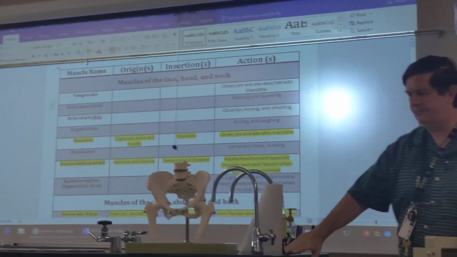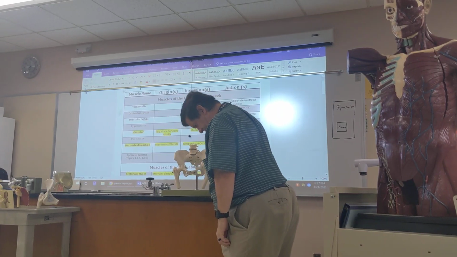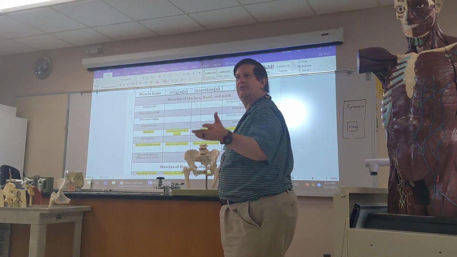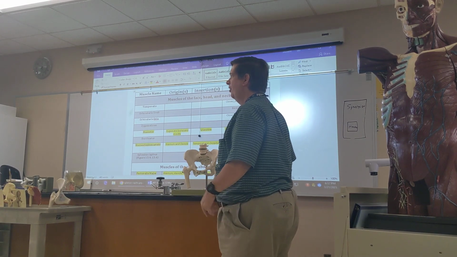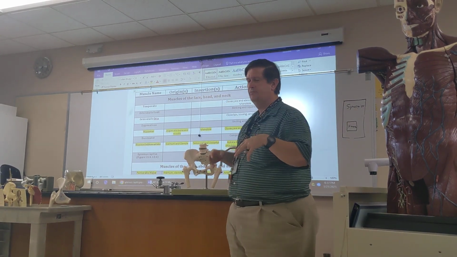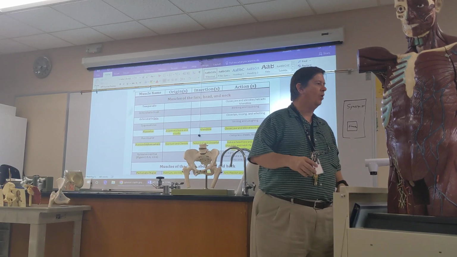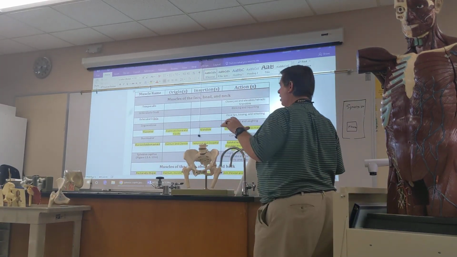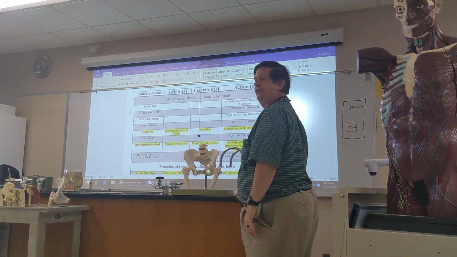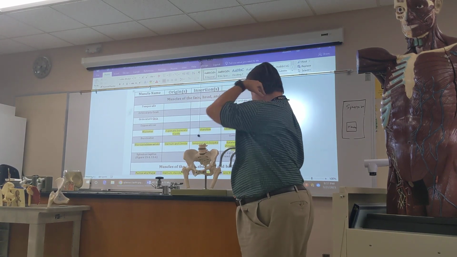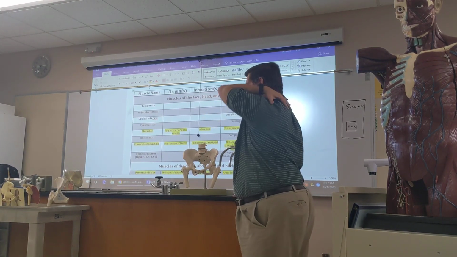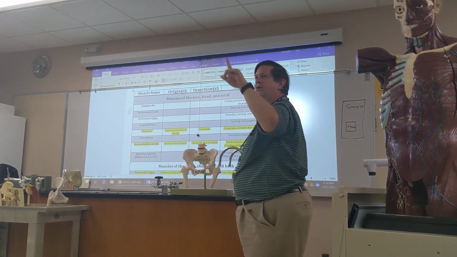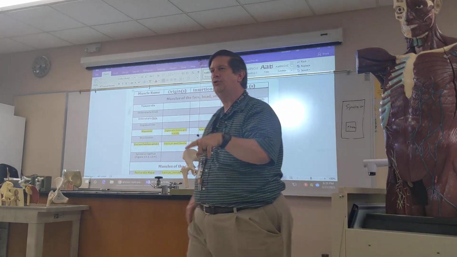Extend the head or hyperextend the head. If both of them contract, you extend the head. With one side or the other, you could turn the head, like when you contract this one right here, but it's also going to pull on the shoulder. So the shoulder will come up a little, unless you use something to stop the shoulder movement.